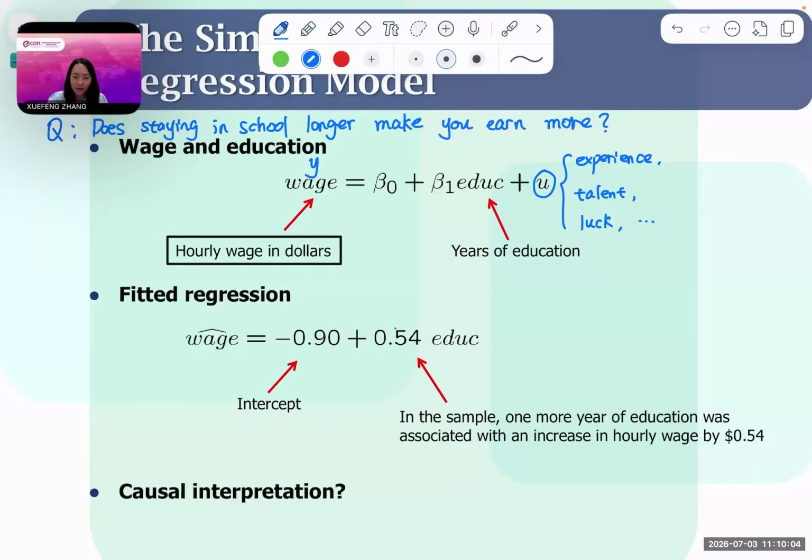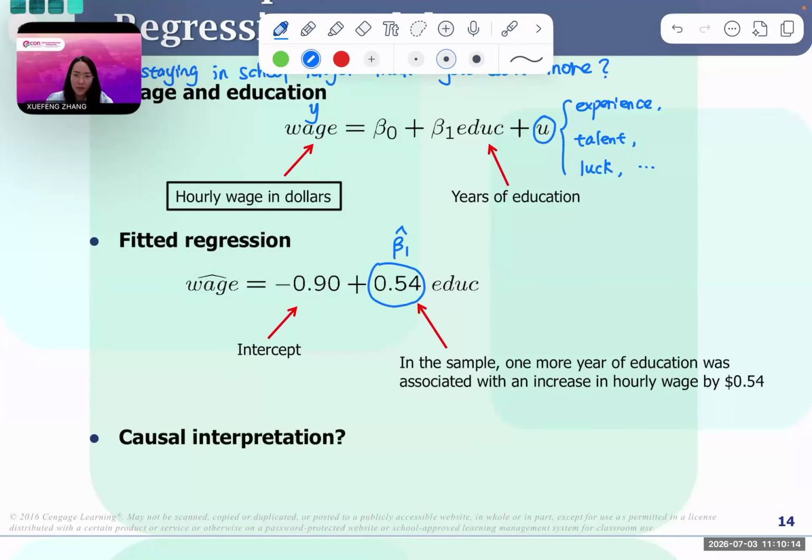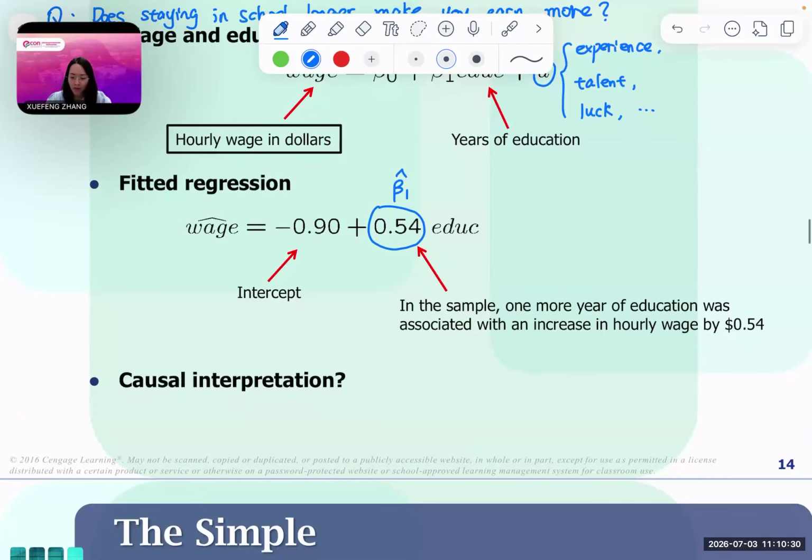So for this one, this is beta 1 hat. What does it mean? It equals 0.54. That means in the sample, one more year of education was associated with an increase in hourly wage of $0.54. Or one more year of education, you earn $0.54 more per hour, okay?